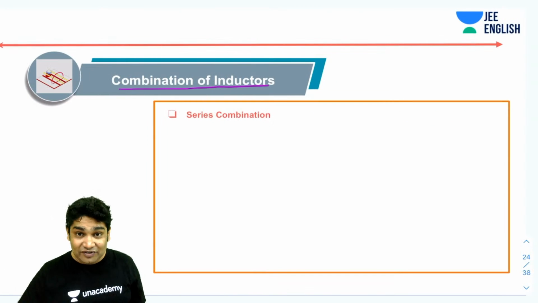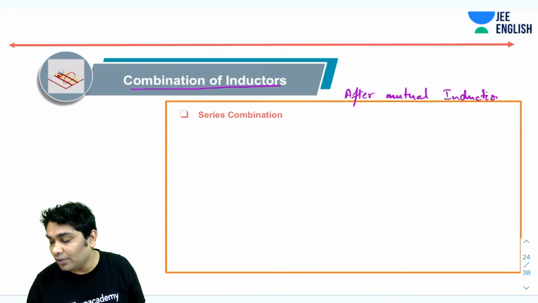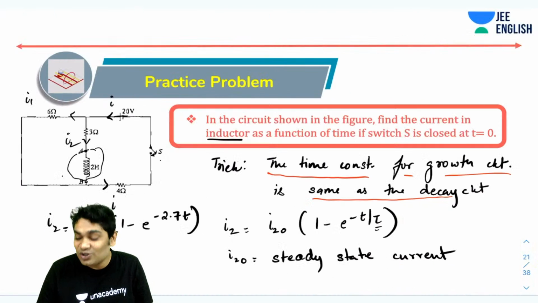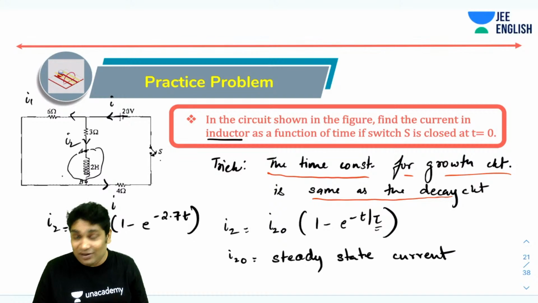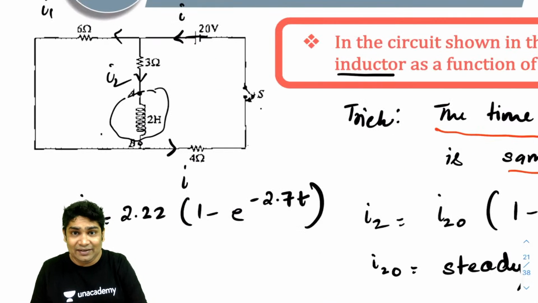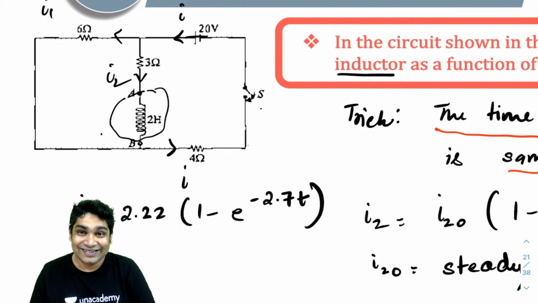Okay. So this we will take up after mutual induction. After mutual induction, we will take a combination of inductors. By the way, there was a long way also of solving this problem. So this is a shortcut. Once you know this, you can find the currents in other branches also.